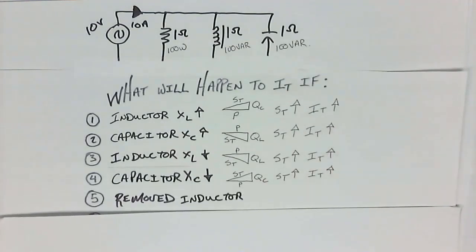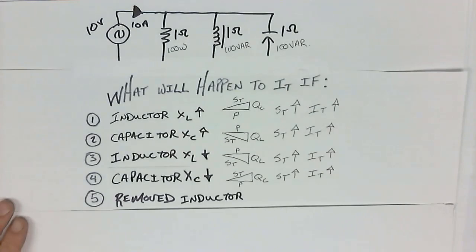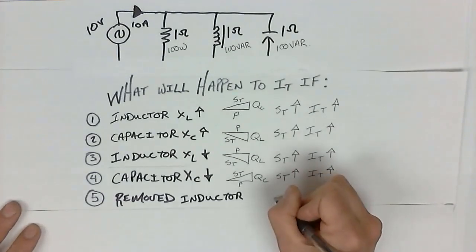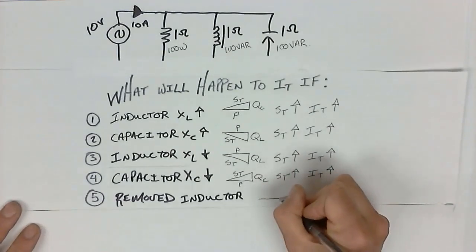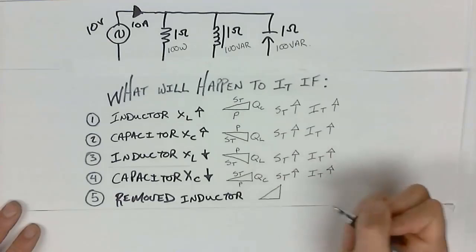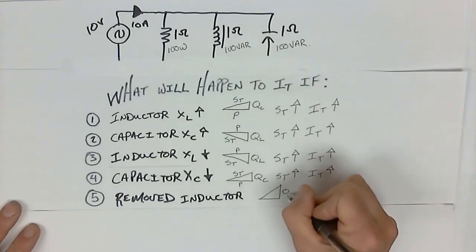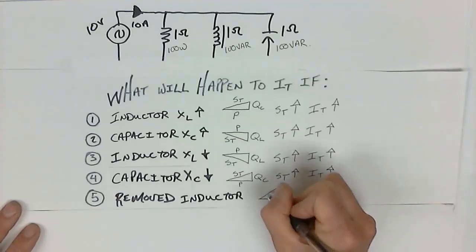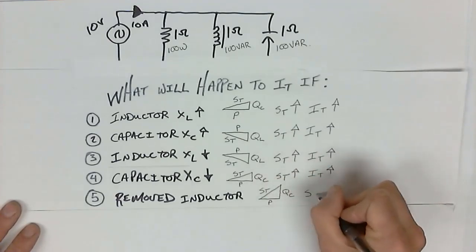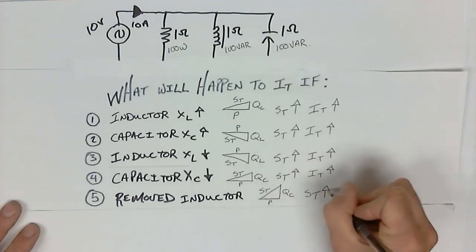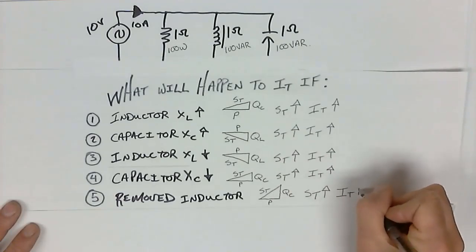Okay, what if we just took the inductor out? What's going to happen? Well, power is going to remain the same, and QC is going to be much higher, right? Because that's all that's going to be left in the circuit, which means, yet again, S total would have gone up, causing an increase in current.